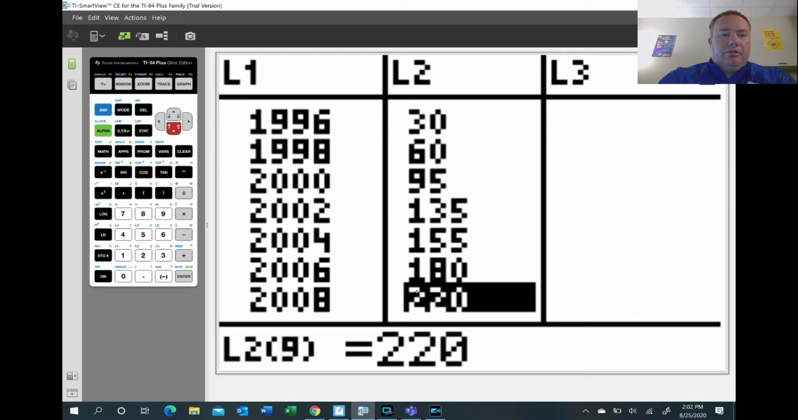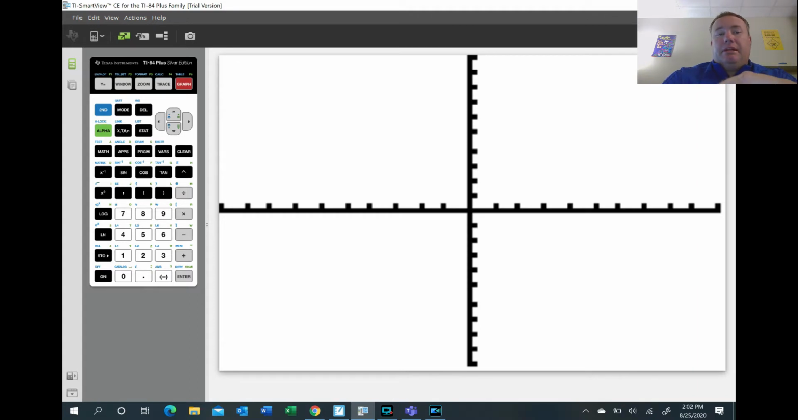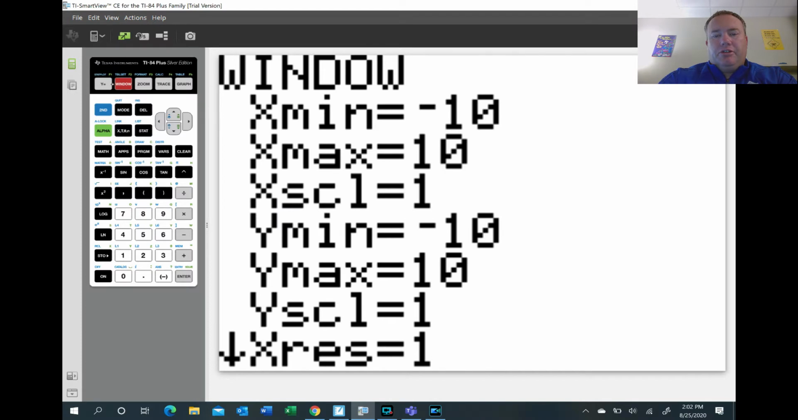All right, so now what we're going to do is, with this data, we are going to take a look at it in our window. Now, right now if you try to press graph, it doesn't show up. There are a couple of reasons for that, and I'm going to show you both. The first thing is we're going to change our window.